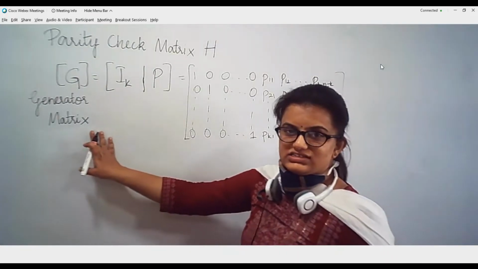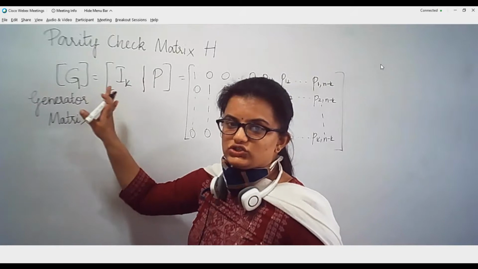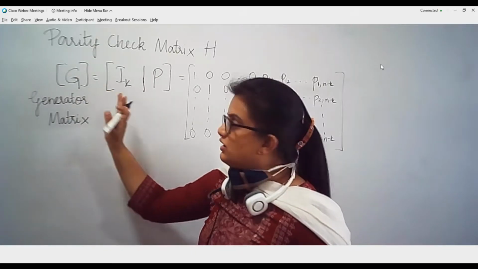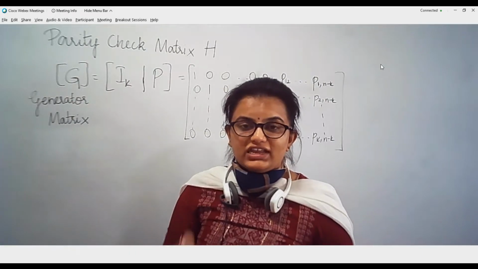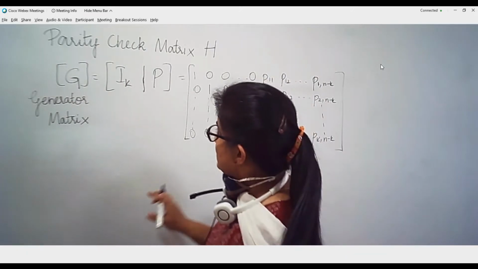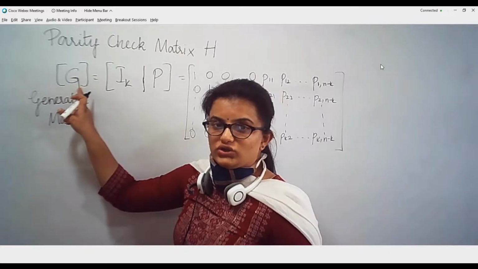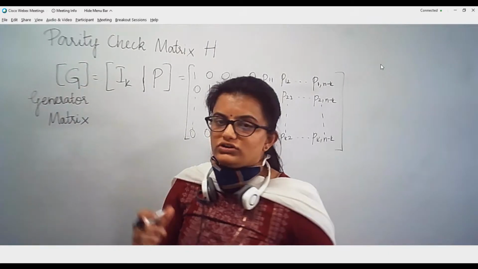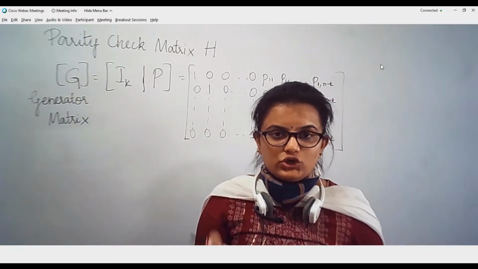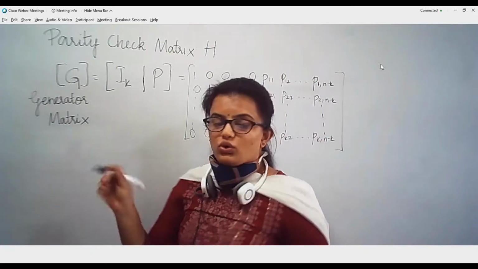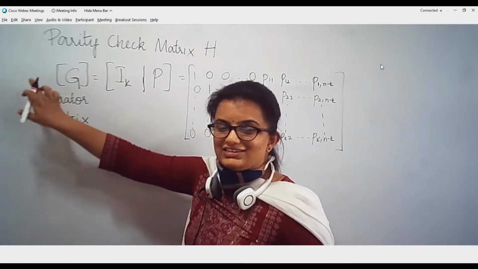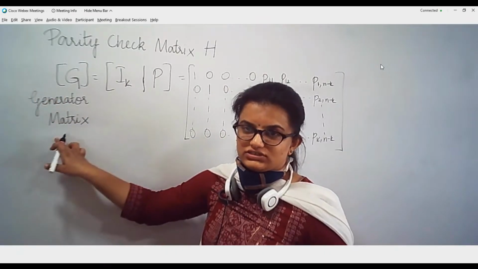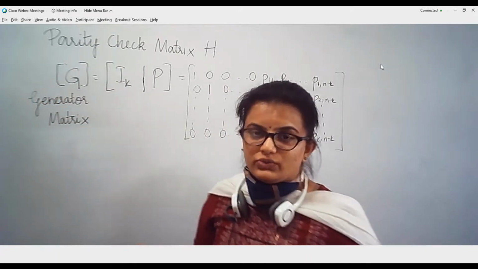Generator matrix is the matrix which is used on the transmitter side to generate the code word vector V for any given message vector. That means if you know the G matrix, then you multiply the message vector U with G to obtain the code word vector V. So that's the reason why this is called the generator matrix. It is going to generate the code words.